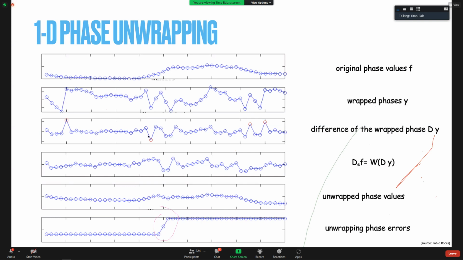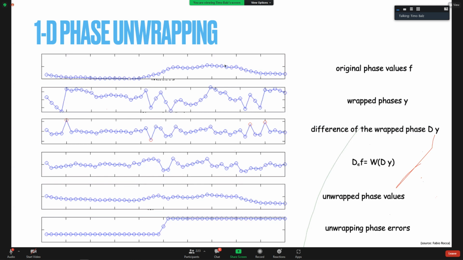Here it's caused by that one. At the end, we did not unwrap this one correctly, so we end up with an unwrapping error. And so our estimation of the unwrapped phase is not the same as the original phase value. There are some similarities, but it's not estimating that one correctly.